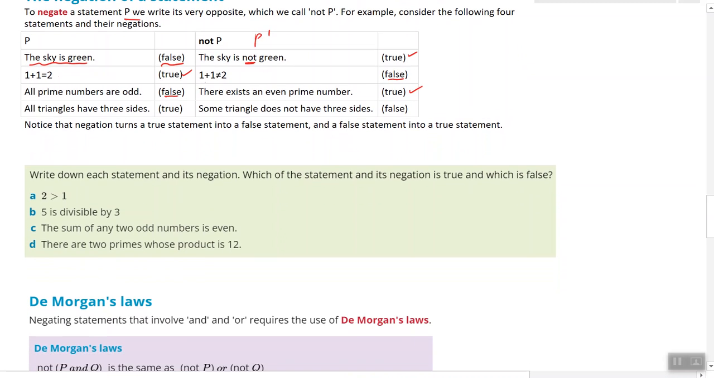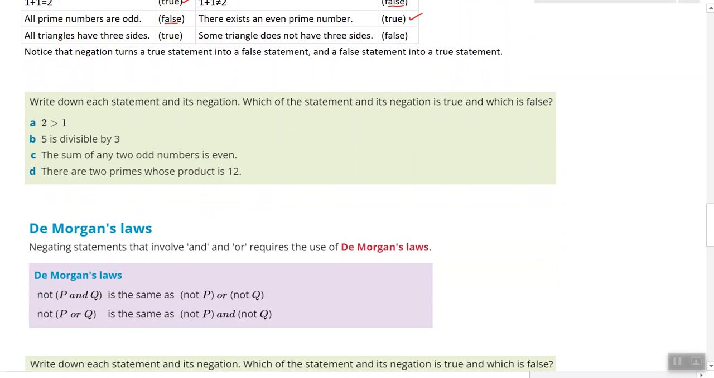So we want to practice doing negations, okay? So here's example 1. We want to write down each statement, and we want to see which negation is true and which negation is false, okay? So first of all, is the statement 2 greater than 1 true? Yes, it is. Okay, is 5 divisible by 3? That's false. The sum of any two odd numbers is even. That's true. And there are two prime numbers whose product is 12. That's false.